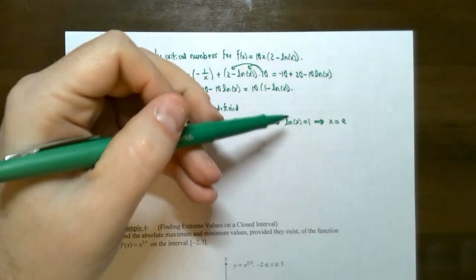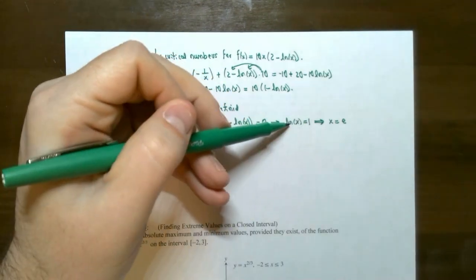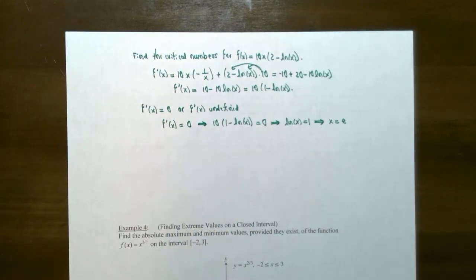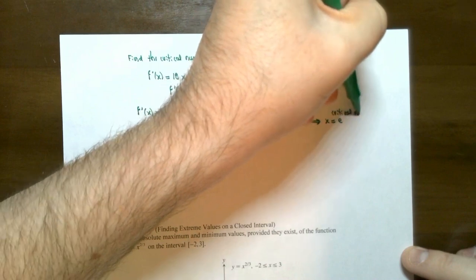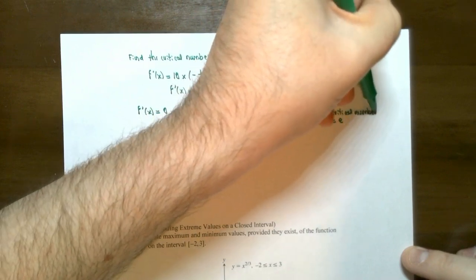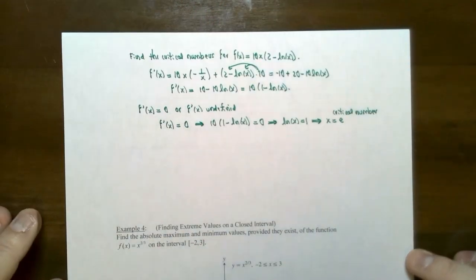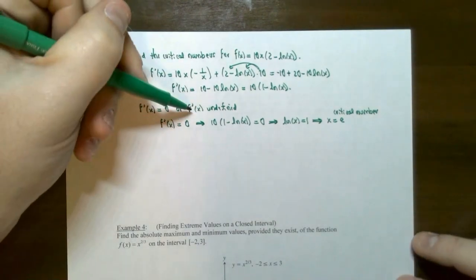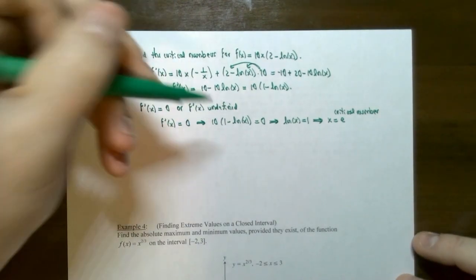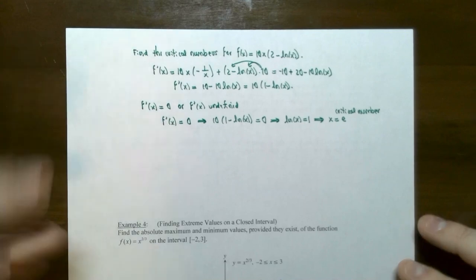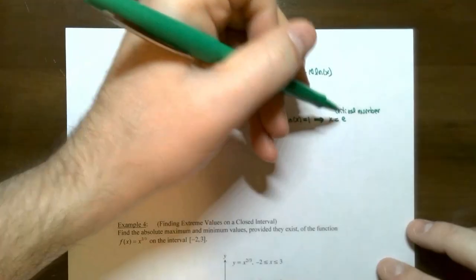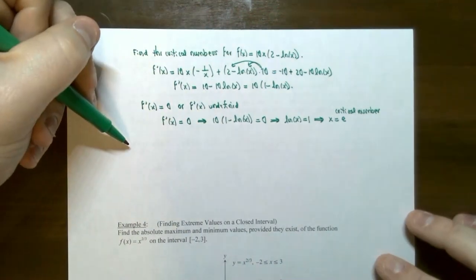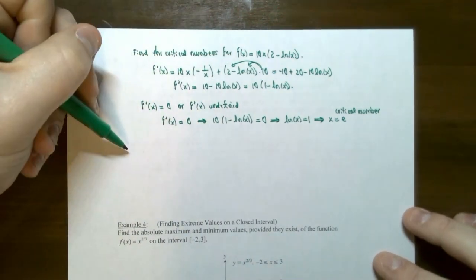The only way that natural log is 1 is if it's natural log of e. So this is a critical number. It's where the derivative is 0. And like I said before, the derivative is not undefined. It's defined everywhere on our domain. So step 2, once you have the critical number, also include the endpoints of the domain.